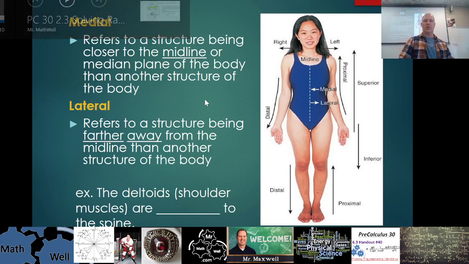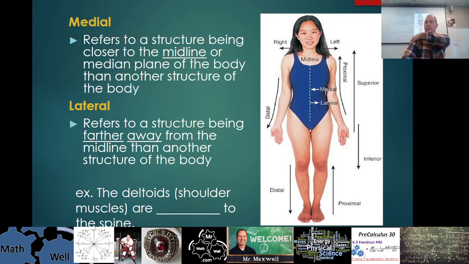Okay, so the deltoids, those are the shoulder muscles right here. They are blank to the spine. What do you think? The spine is in the middle. The deltoids are what? Lateral. Lateral to the spine. Very good.